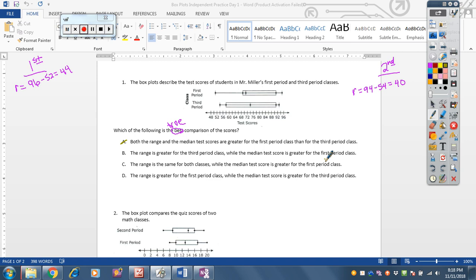So C says the range is the same for both classes, while the median test score is greater for the first period class. D says the range is greater for the first period class, true, while the median test score is greater for the third period class. All right, make your decision.